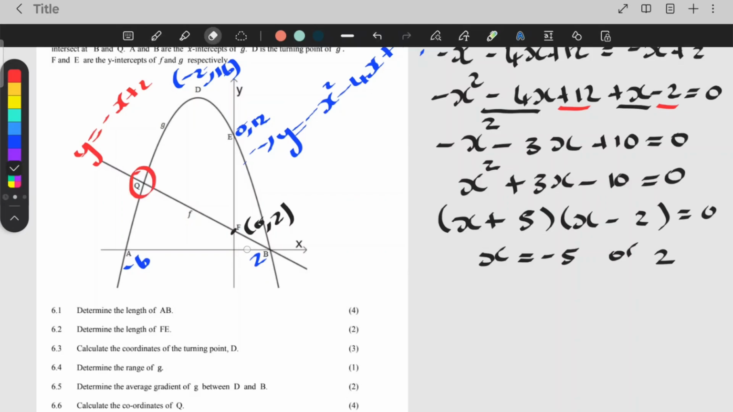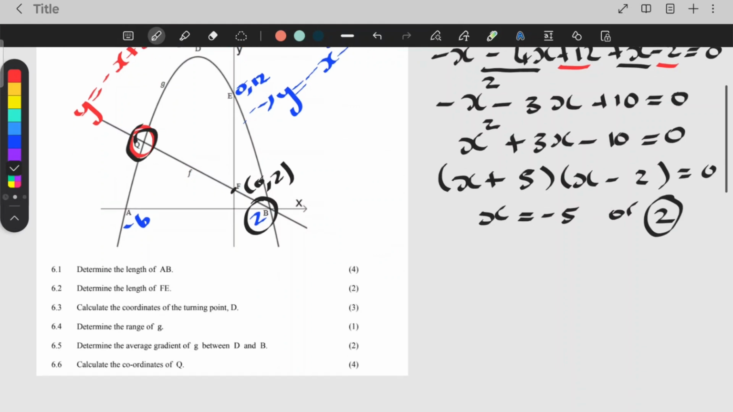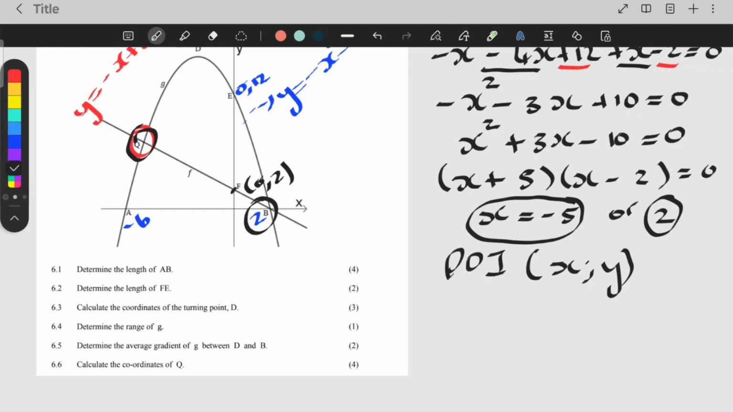So we can see now that this B is 2. That B is 2 and there we got 2. So that means Q is negative 5. So I'm going to take this x value. Remember, a point of intersection has an x value and a y value.